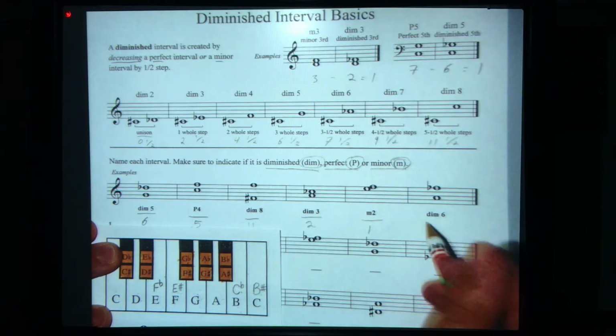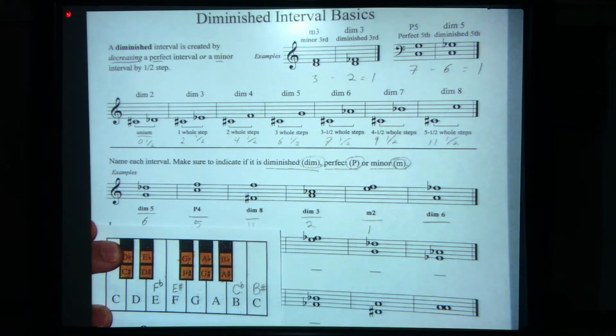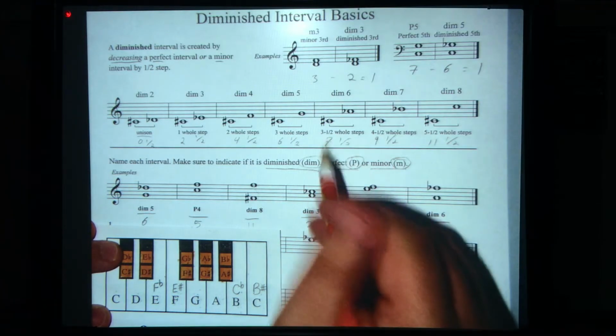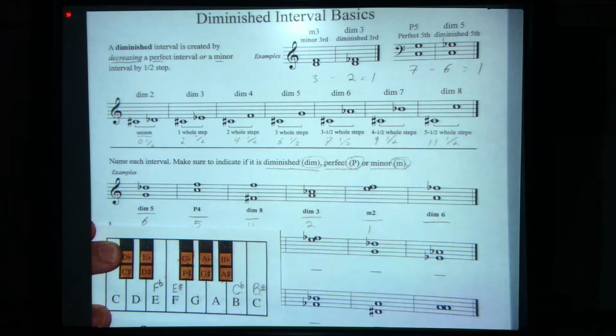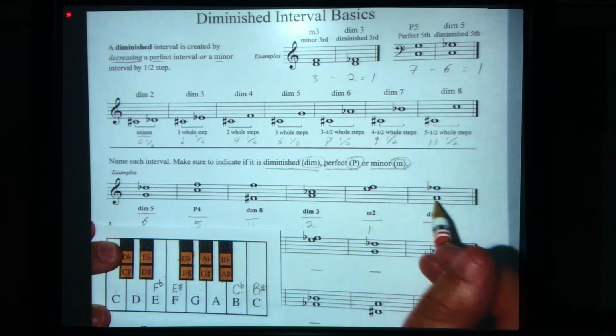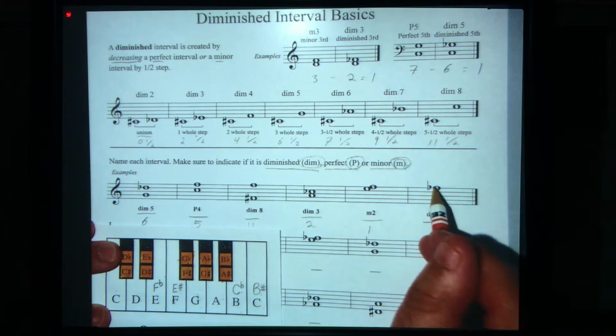Let's go ahead and break this one down. We can see from our key that a diminished sixth has 7 half steps, or 3.5 whole steps. We're going to use half steps just because it's easier to break things down by half steps. So let's go diminished sixth. We've got an A to an F flat.